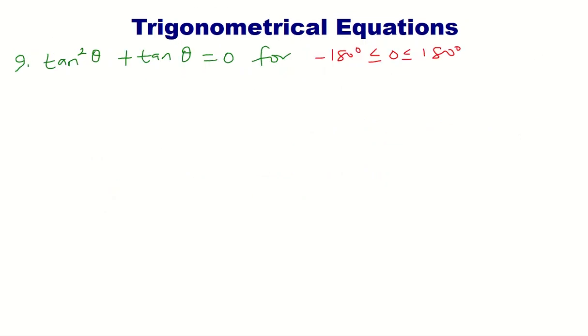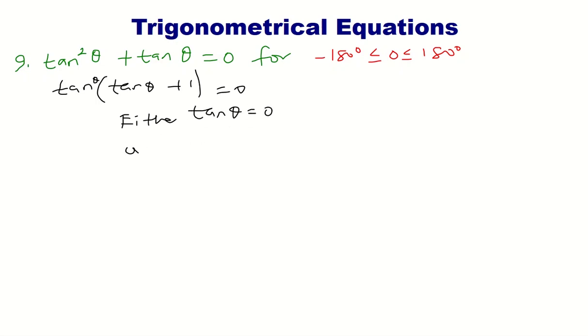Number 9. If we have tan squared theta plus tan theta as 0, the easiest step, as you can see, is factorizing out a common factor. Tan theta out, we remain with tan theta plus 1. This equals 0. So for this to be equal to 0, either tan theta equals 0 or tan theta plus 1 equals 0.